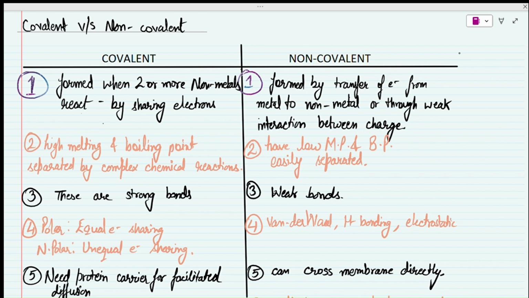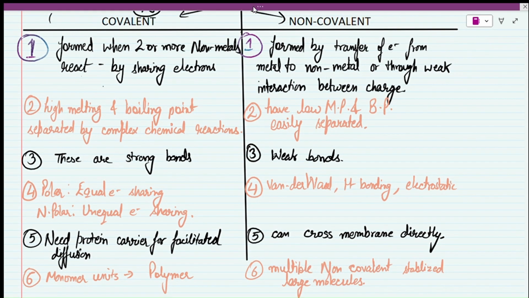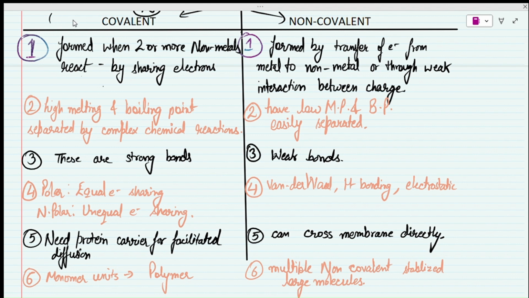to learn about covalent and non-covalent bonds. Okay, so basically this is a simple differentiation video in which I am going to clear the concept regarding covalent and non-covalent bonds which are formed in the biological system as well. Okay, so let us start.